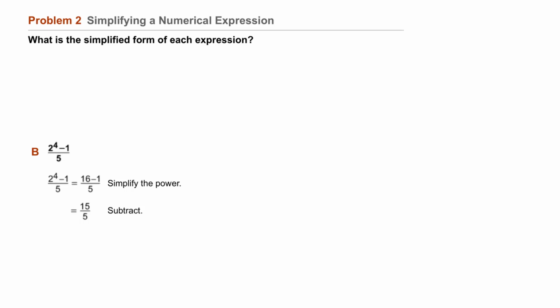Now we're down to one operation. Remember, a fraction bar is just a division sign written in a different format. 15 divided by 5 is 3.